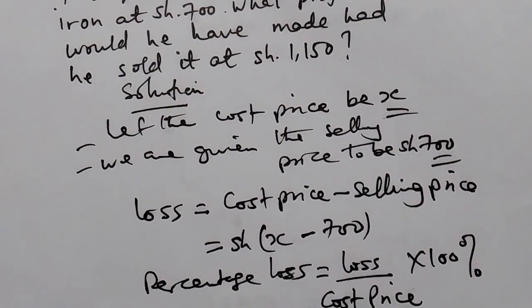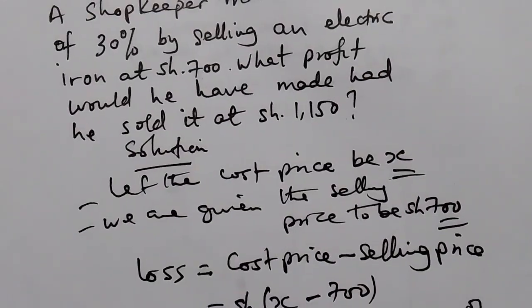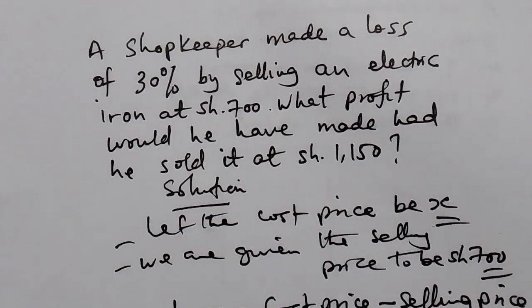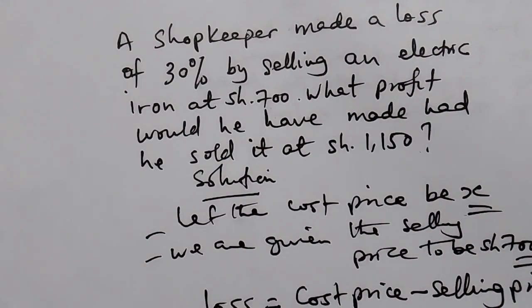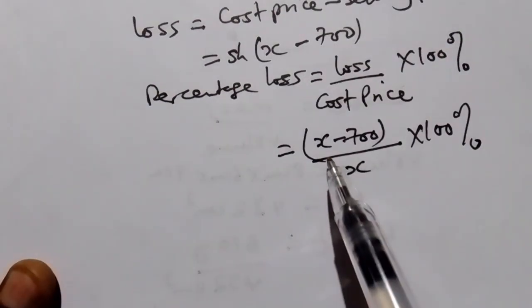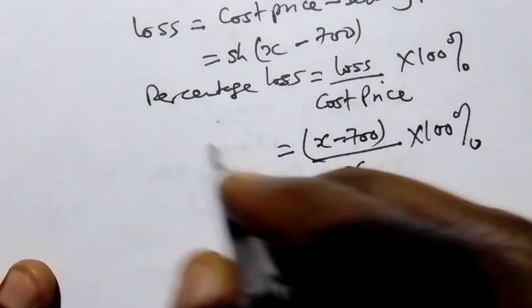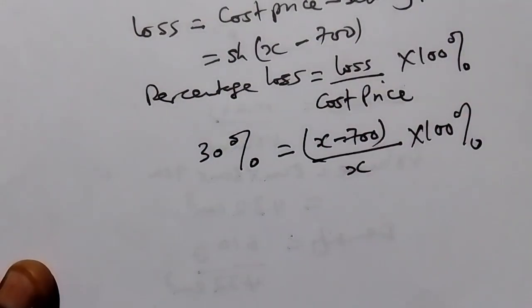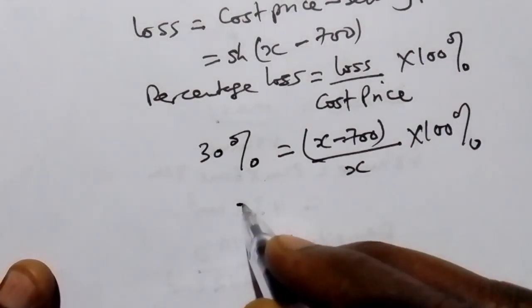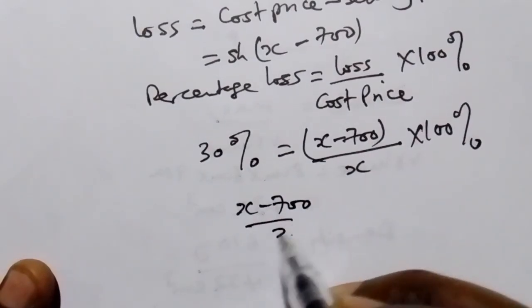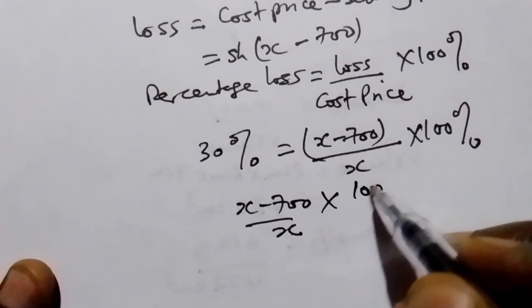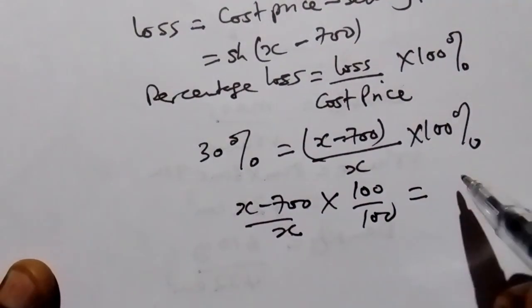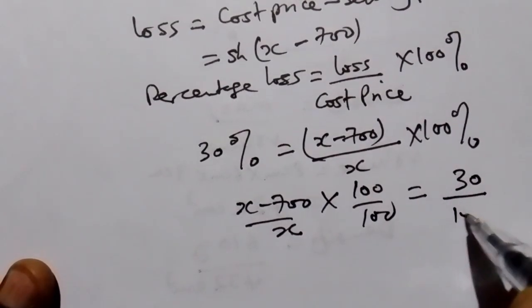And we are being told that a shopkeeper made a loss of 30% by selling an electric iron at selling price 700. What profit would he have made had he sold it at selling price 1150? So this X minus 700 over X times 100% is equivalent to the loss, that is 30%, that he made. So we can say that X minus 700 over X times 100% is equal to 30%.